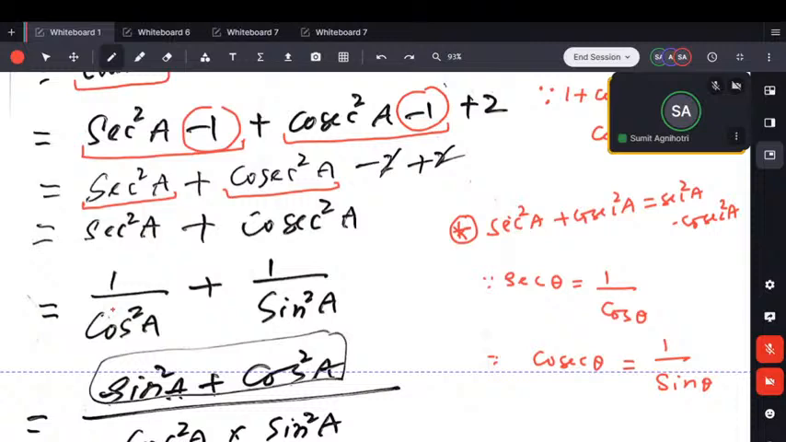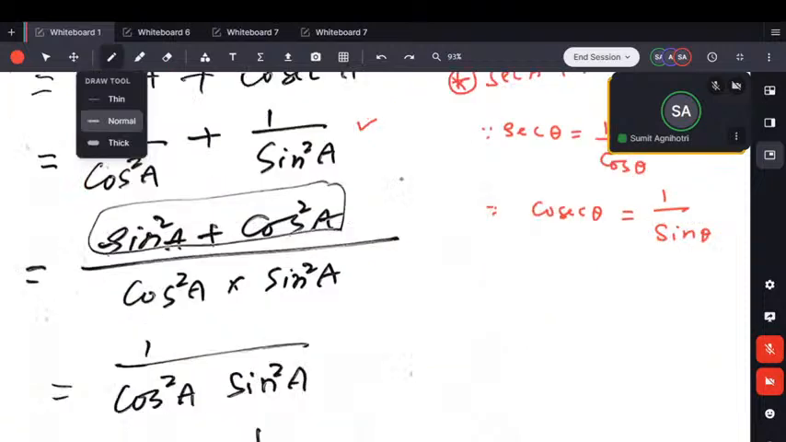Now the next step is going to be the LCM step. Are you clear up to this? Okay then. How do we take LCM? If we want to take LCM of these two values, we have to multiply the denominators, that we have done here.